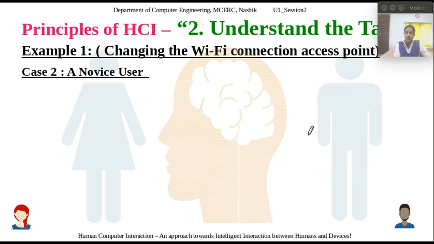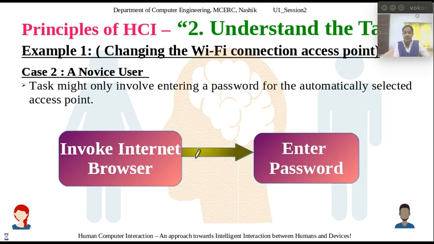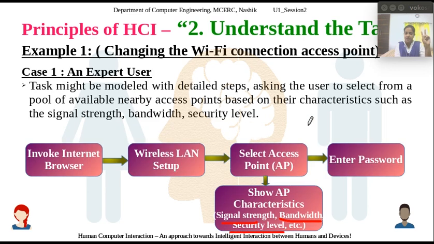But for the novice user, the regular users, they don't go into so much detail. They will just invoke the internet browser, and instead of considering access point, signal strength and bandwidth, they will just select the Wi-Fi connection available from their panel, enter the password, and there you go. This is the scenario for the novice user. So again, there are two ways. For the novice user, this facility is available. Otherwise, the expert user can go into all these details also.